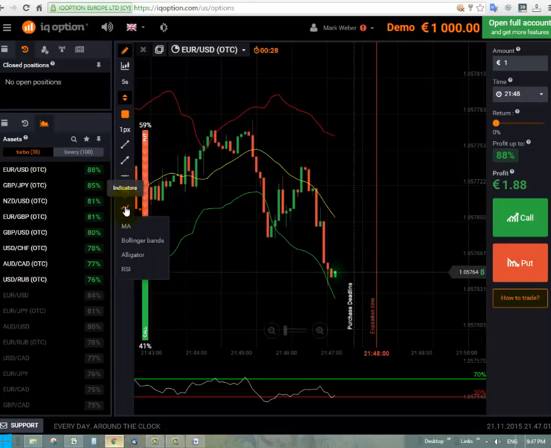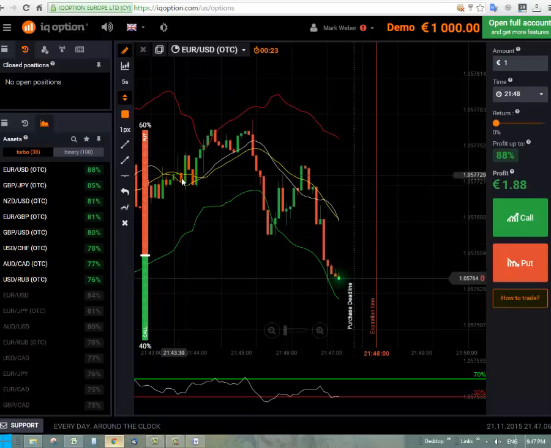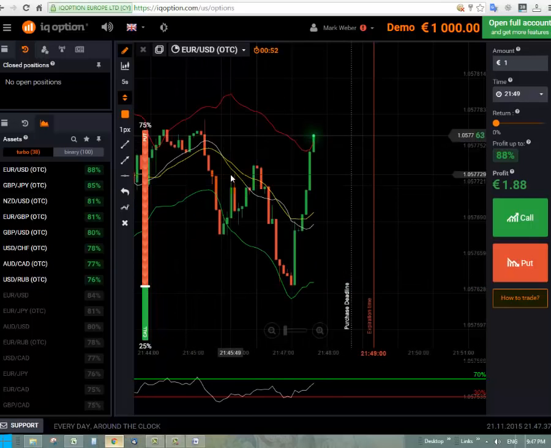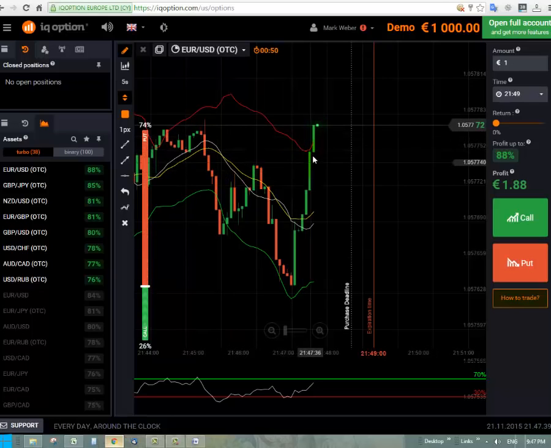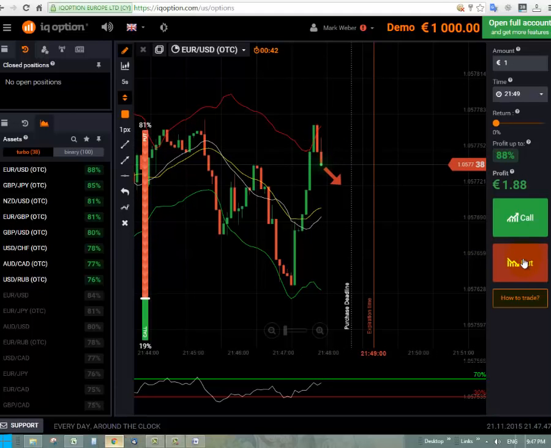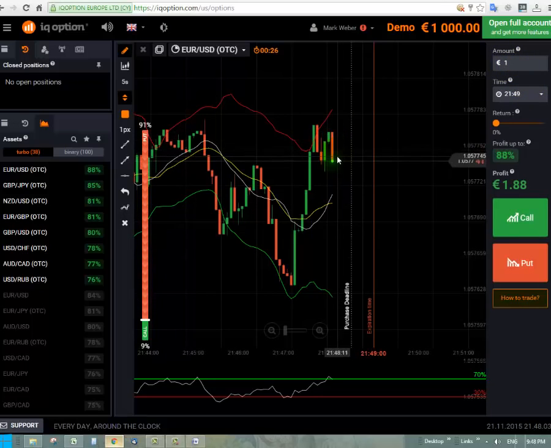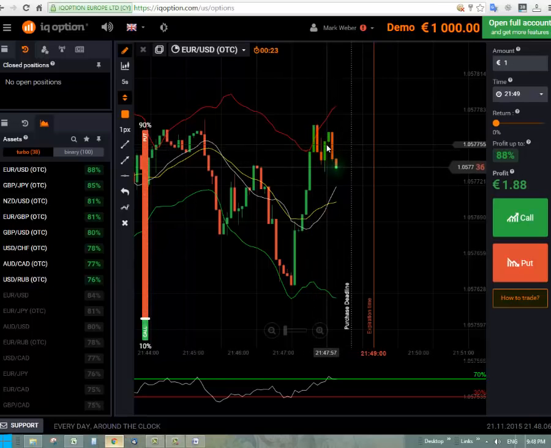The next indicator we will use is the moving average. The moving average now is the white line. So our strategy is, when the price of the asset hits the upper line, then we make a put, and on €1. And if the price of the asset hits the bottom line, then we make a call again for €1. So let us see it in action.